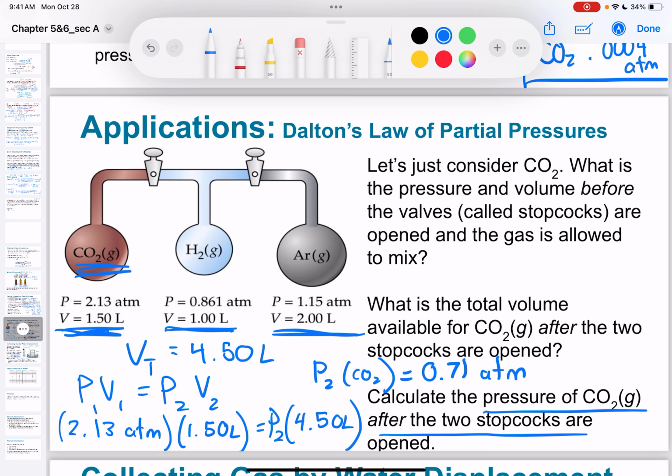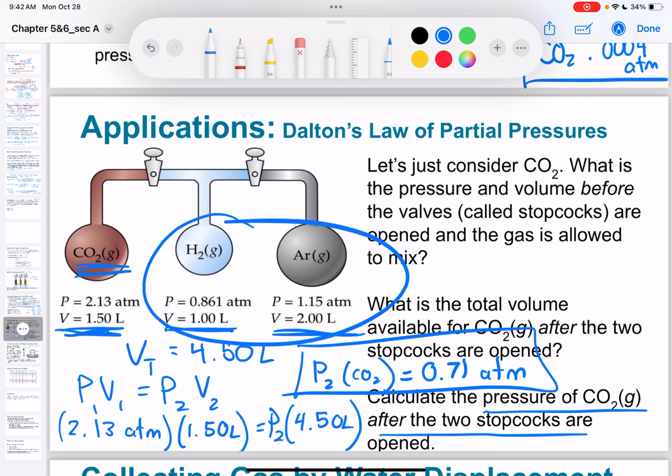Okay, so this is the individual pressure of CO2. Now, we could go ahead, and maybe I'll do that on this blank slide up here. We could go ahead and do the same thing for the hydrogen and for the argon. And then if we wanted to know the total pressure once those valves had been opened, we would just add them together. Okay? So I'm going to go ahead, and I might have to switch back and forth a little bit to look up these numbers, but I'm going to do the same thing to find the new pressure of each of these gases once those valves are opened up.